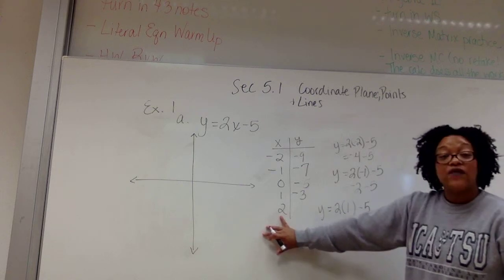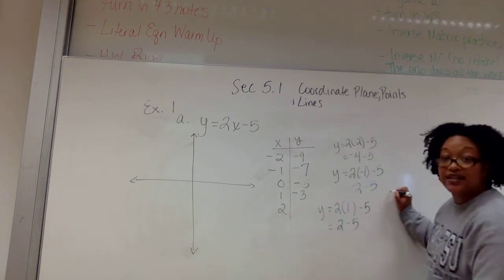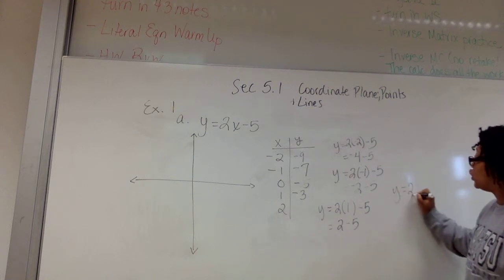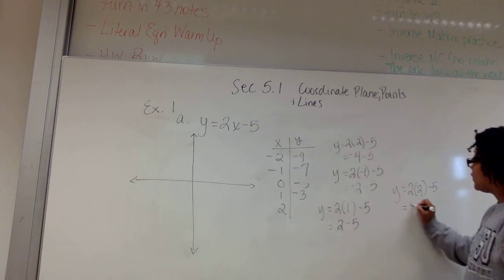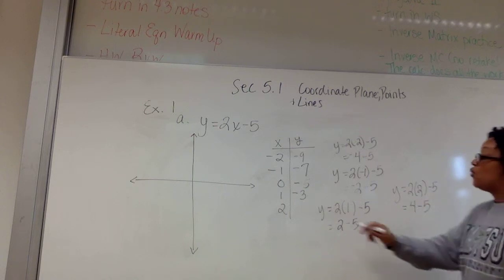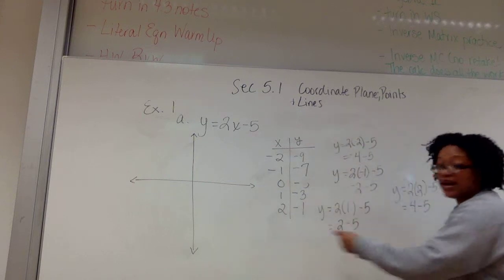And then my final value of x is 2. So when I take y equals 2 times 2 minus 5, that gives me 4 minus 5, y equals -1. So I've completed my table.